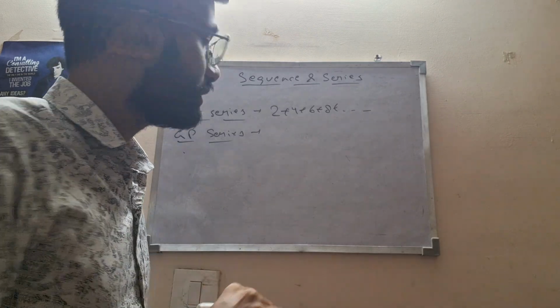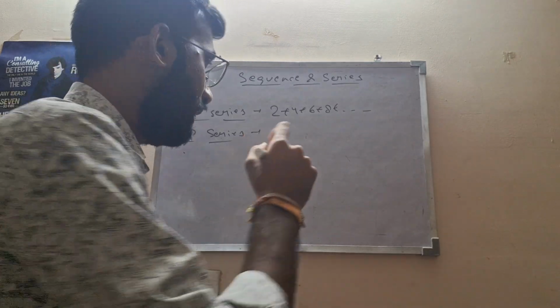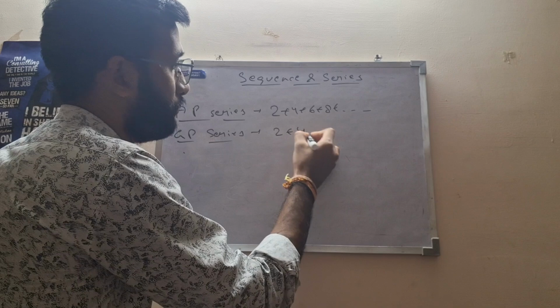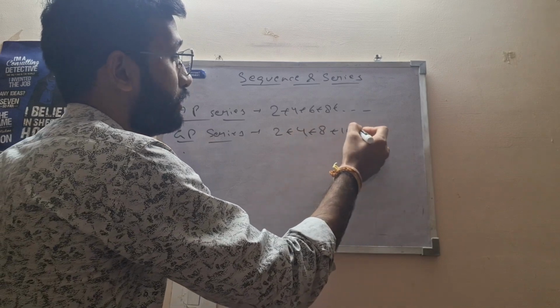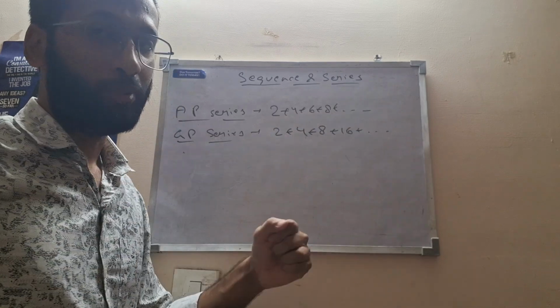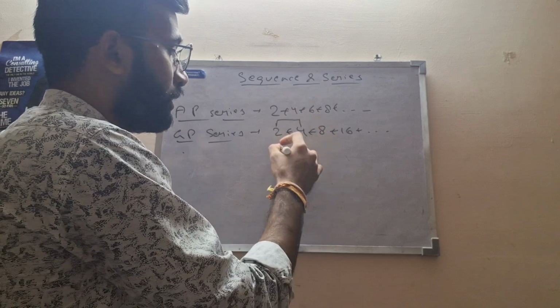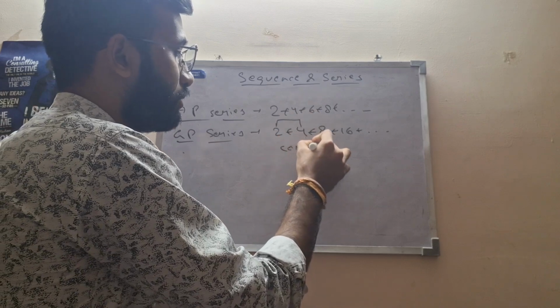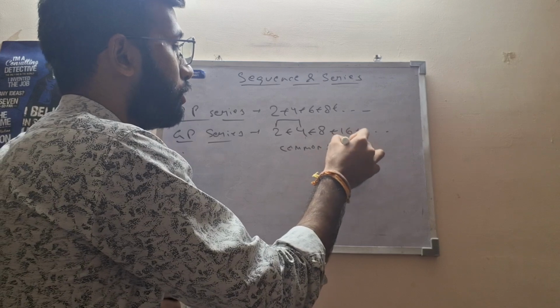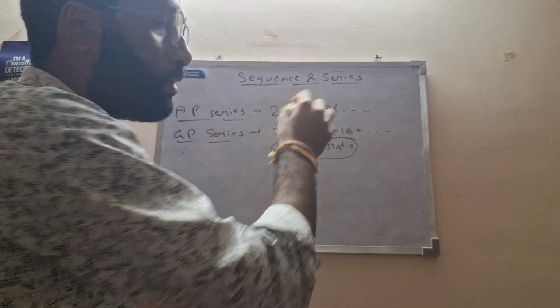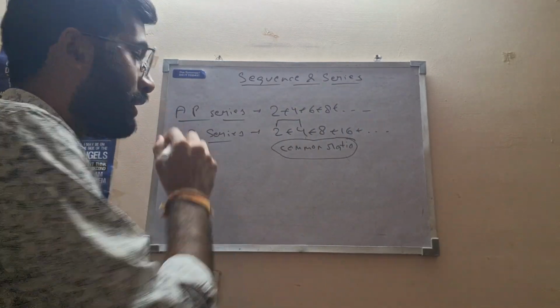which follows the GP rules, and also there is a summation of that, like 2 plus 4 plus 8 plus 16 and so on. It is a GP as the two consecutive terms follow the concept of common ratio, and they are also in addition. So it is a GP series.